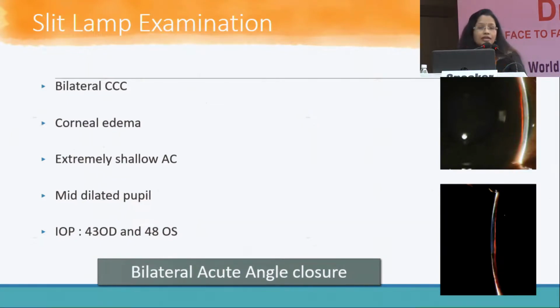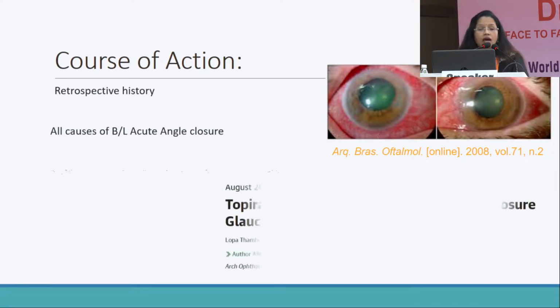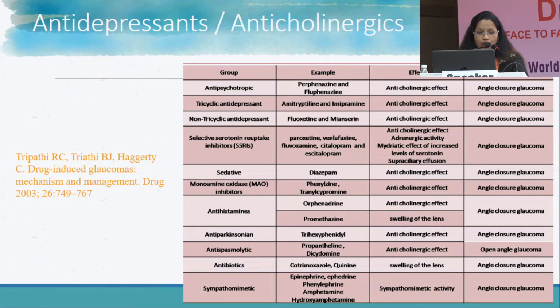We know that whenever there is bilateral acute angle closure glaucoma, it generally cannot be idiopathic; most of the time it is secondary to some medication. So what course of action do we take? Again, we have to focus on retrospective history and all causes of bilateral acute angle closure glaucoma. In this particular girl, she took topiramate for migraine, and therefore she had this acute attack of angle closure glaucoma. There are also various antidepressants and anticholinergics which can lead to this kind of problem.